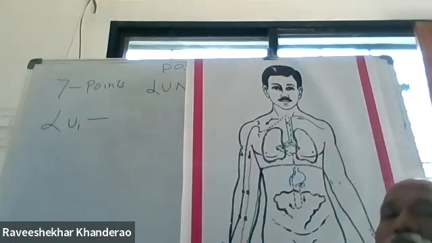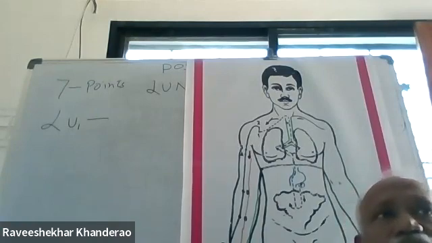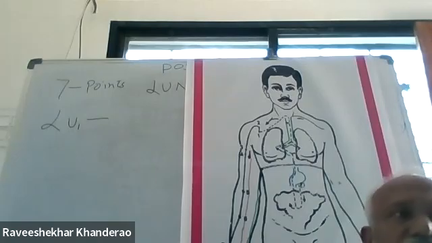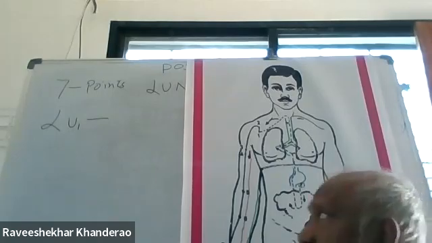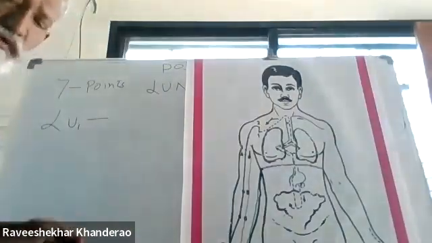Okay, so you understood this point. Shall I go to the next point? Okay. Chize, lung 5. Chize, C-H-I-Z-E. Lung 1 is Zhongfu.